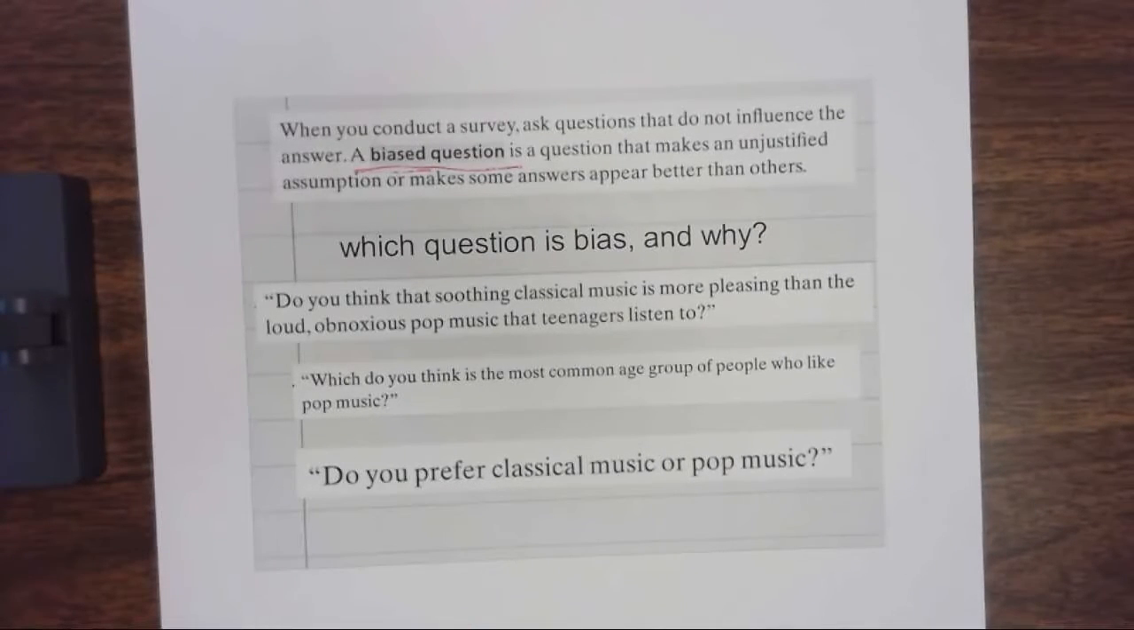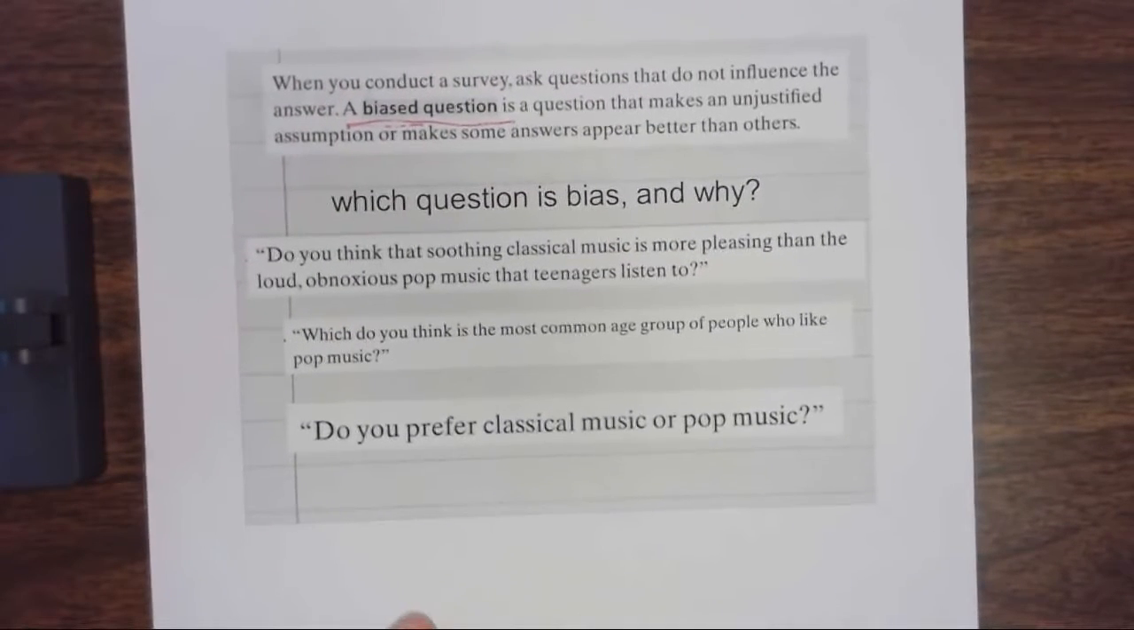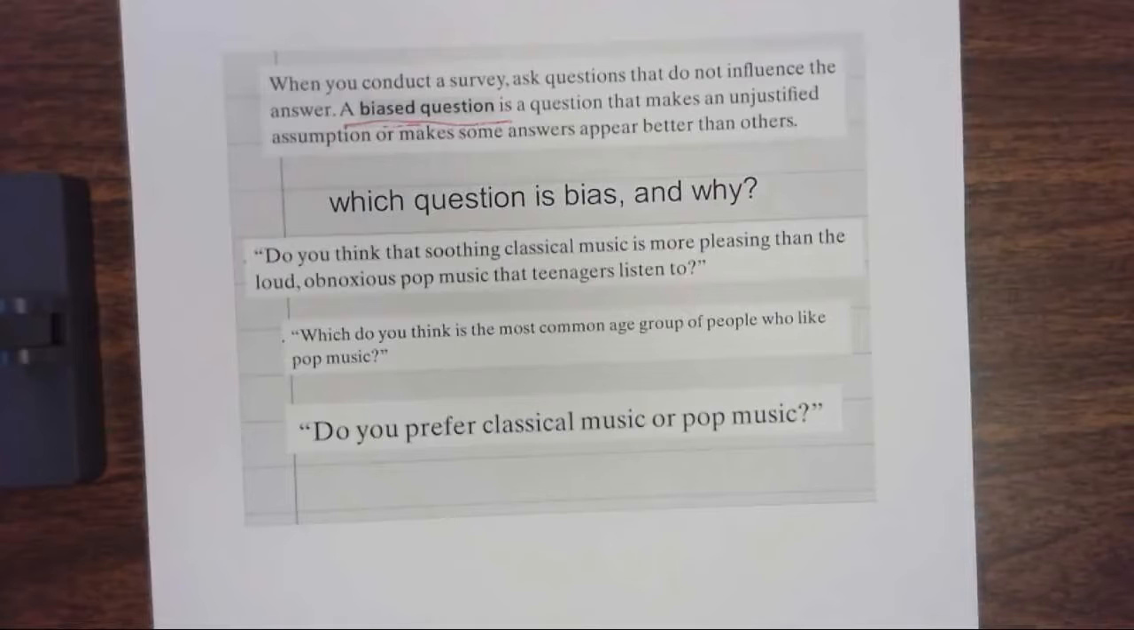So let's look at these 3 questions and see if you can pick the biased one. Which one could influence your answer? So, do you think that soothing classical music is more pleasing than the loud, obnoxious pop music that teenagers listen to? Let's go to another one. Which do you think is the most common age group of people who like pop music? Another question. Do you prefer classical music or pop music? Which one do you think gives you hints which one to pick?